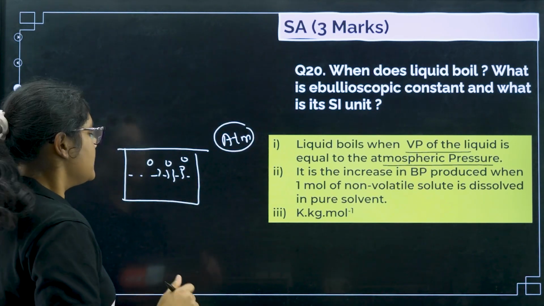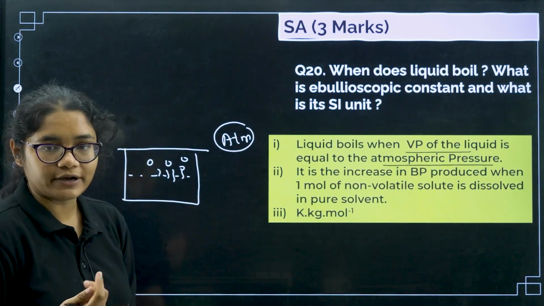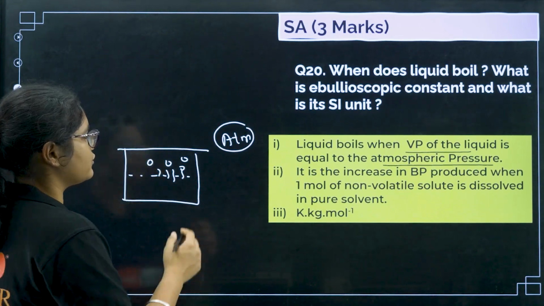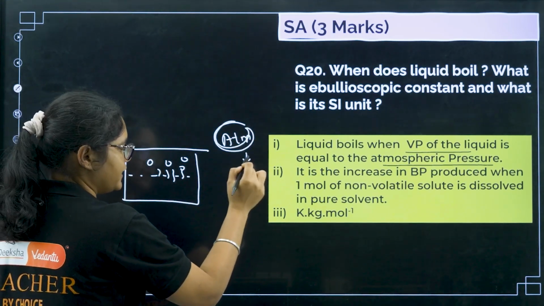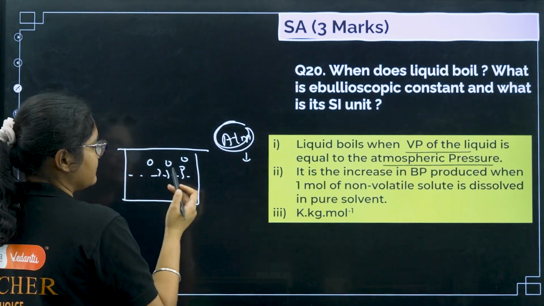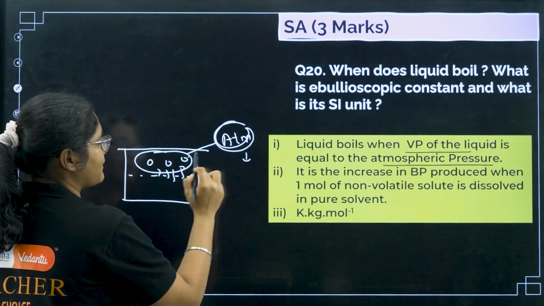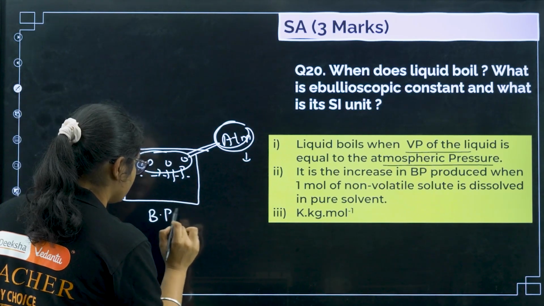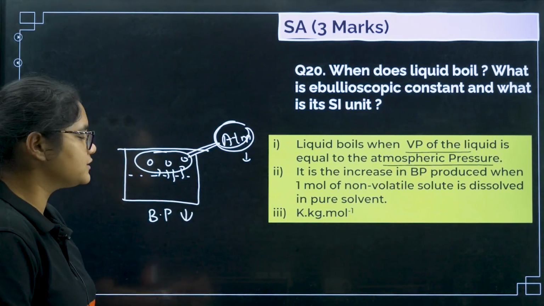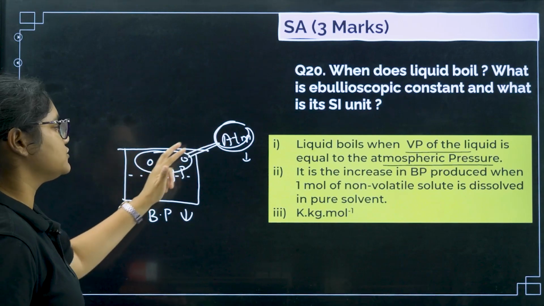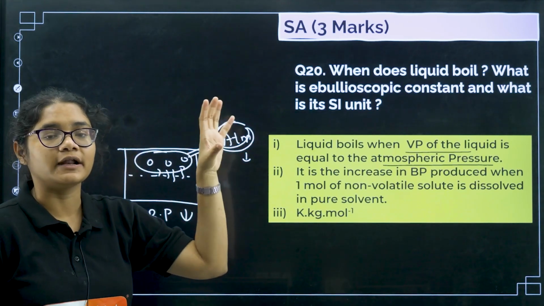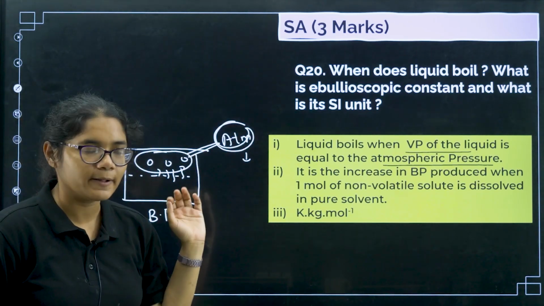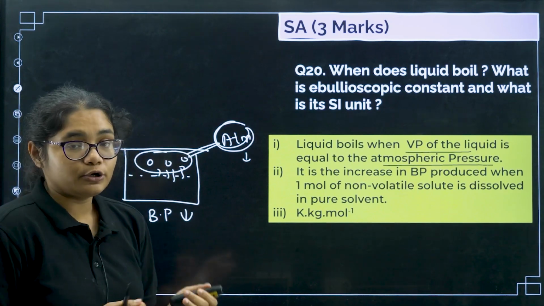Now similarly, if you go to a higher altitude, the atmospheric pressure is very less. So in a very short time the vapor pressure of the liquid matches the atmospheric pressure. That is why at higher altitude the boiling point decreases, because the vapor pressure will easily match the atmospheric pressure, as the atmospheric pressure at higher altitude is less.